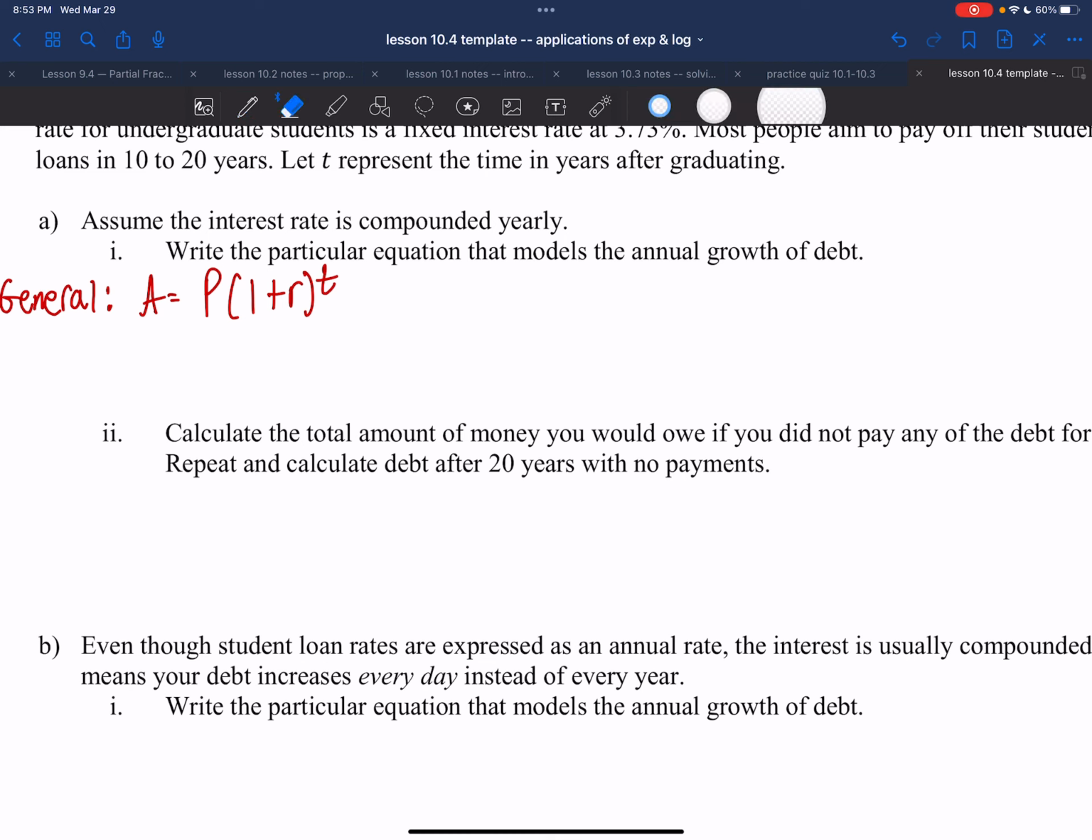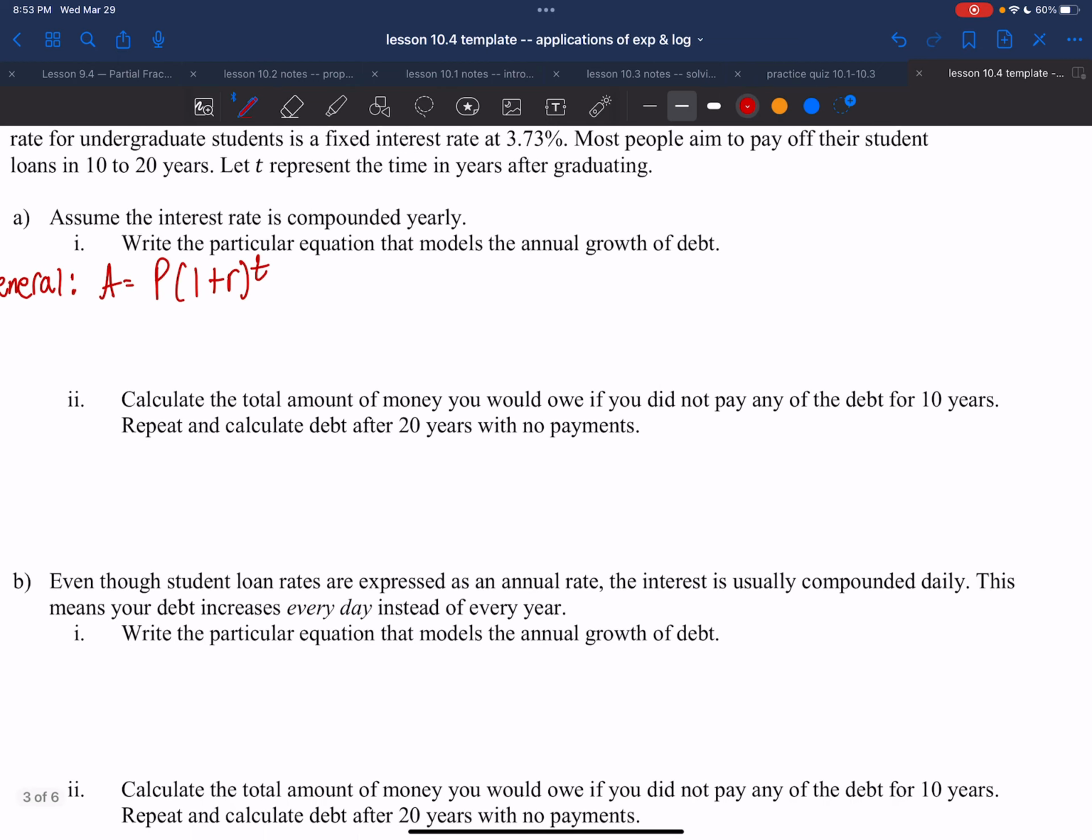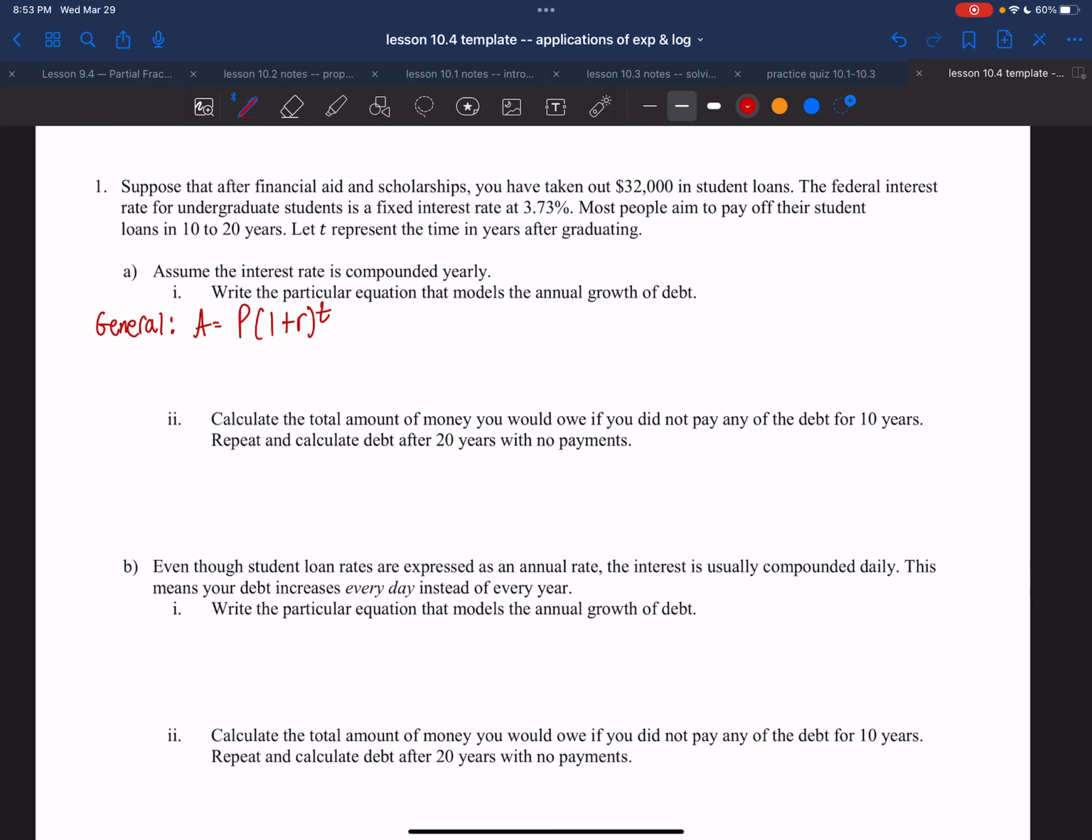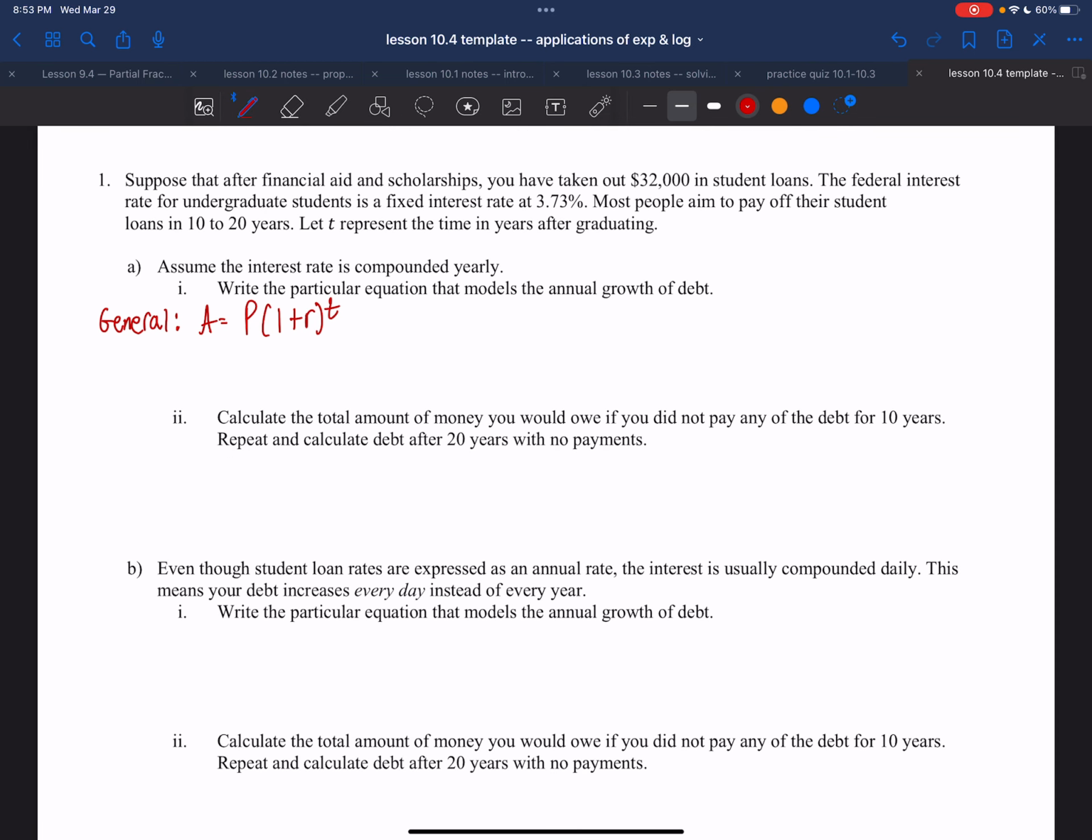Okay? What we got to do is find the particular equation, which means we need to figure out what all of these letters are. Well, my function is A. So you want to say that A equals, because what we're doing is we're writing a function that tells you the final amount after some time. That says that the initial investment, or I shouldn't say investment, it's not an investment, it's a loan. The principal loan, right, is $32,000. That's what I'm starting with.